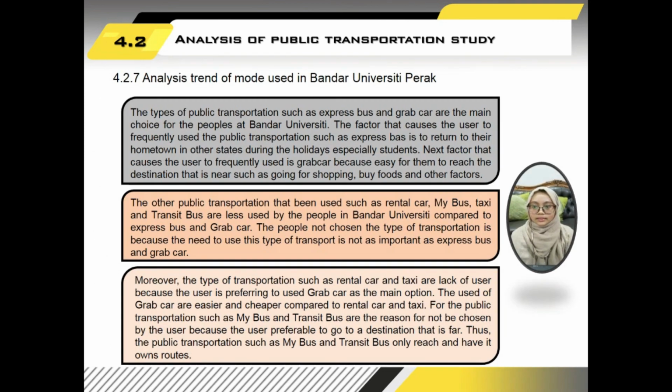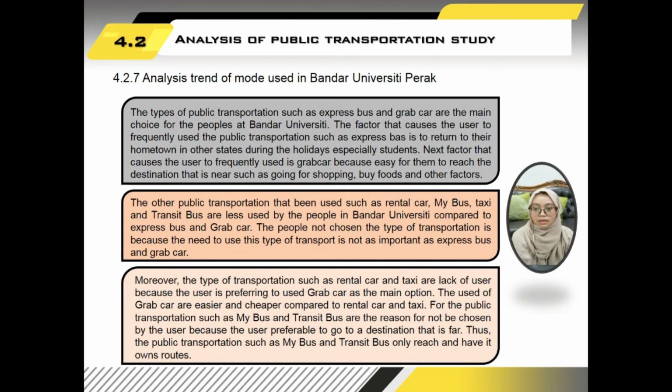Next is the analysis of the trend of mode use in Bandar University Perak. Public transportation such as the express bus and Grab car are the main choice for the students at Bandar University. The factor that causes users to frequently use the express bus is to return to their hometown in other states during the holidays, especially students. The next factor is Grab car, because it is easy for them to reach destinations that are near, such as going shopping, buying food and other purposes.